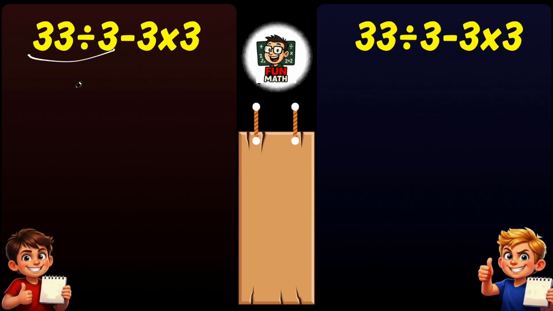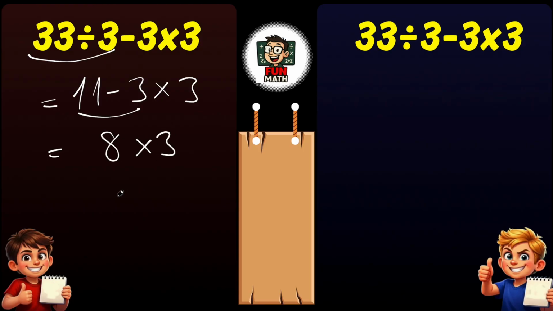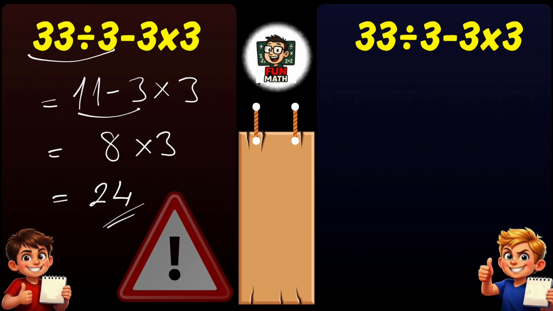First, let's do the division. 33 divided by 3 equals 11. Now, the subtraction. 11 minus 3 equals 8. Finally, we do the multiplication. 8 times 3 equals 24. The answer is 24. If you solved it this way, you made a mistake.